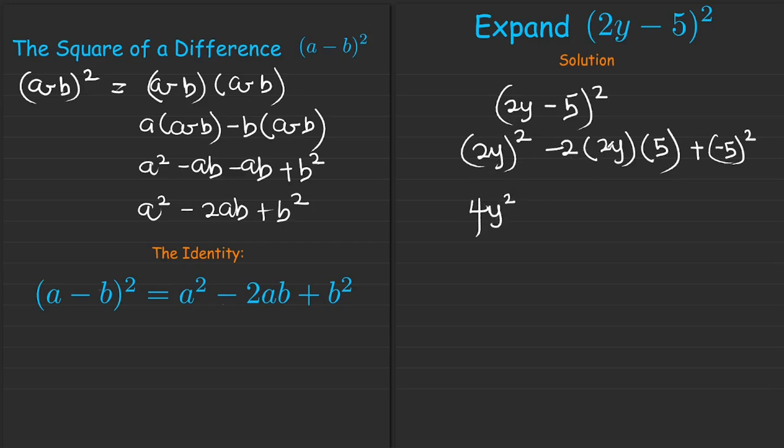Then we have negative 2 times 2, which gives us a negative 4. Negative 4 times 5 then gives us a negative 20. So we have our negative 20, not forgetting the y. Then finally, we have negative 5 all squared. Negative 5 squared gives us a positive 25. And that becomes our expansion. Very, very simple. Let's take one more example.